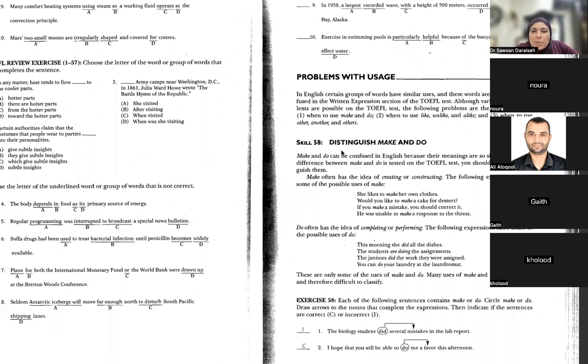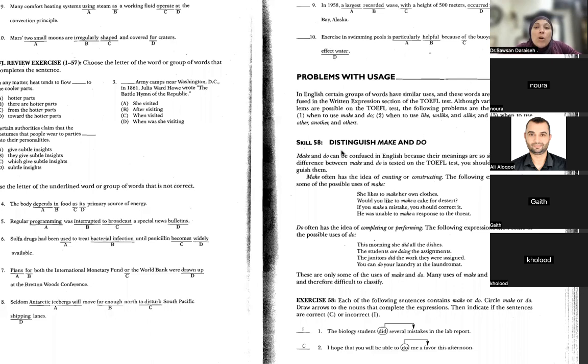Today we would like to talk about skill 58, distinguish make and do. Please do not tell me that you make a mistake with make and do. Do you do your homework or make your homework? Do homework. Exactly. Do you do the dishes or make the dishes? Do dishes. Do you make food or do food? Make food. Good job.